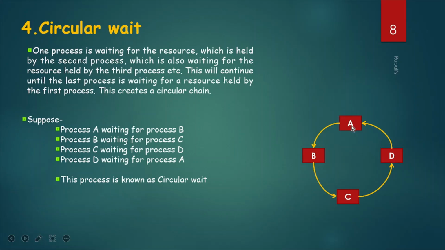That is, process A waiting for process B to release the resource, process B waiting for process C to release the resource, process C waiting for process D to release the resource, and process D waiting for process A to release the resource. So this is known as circular wait, and deadlock occurs.